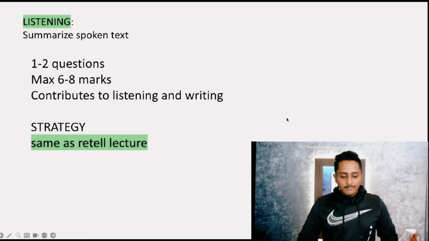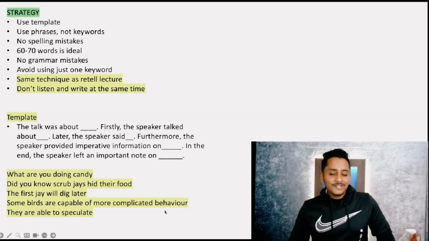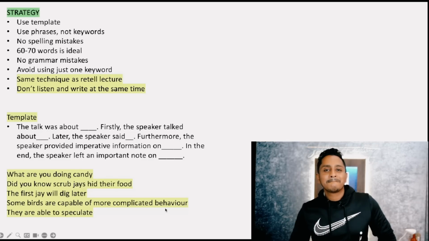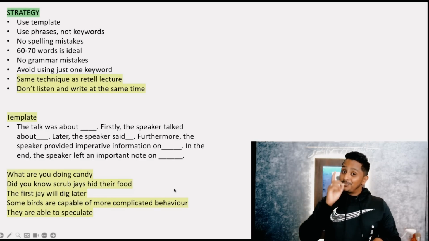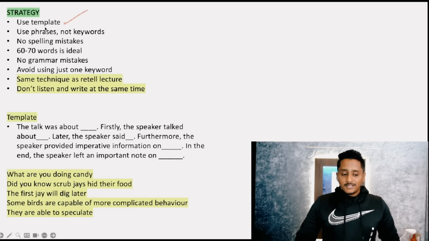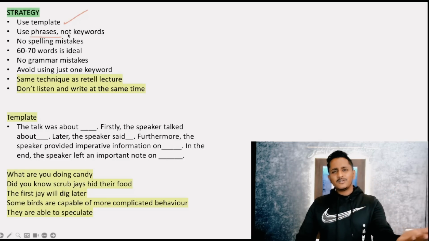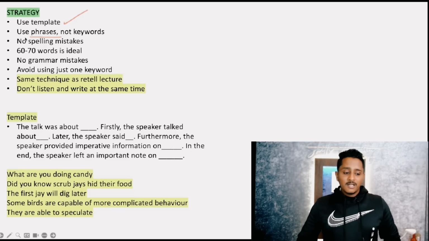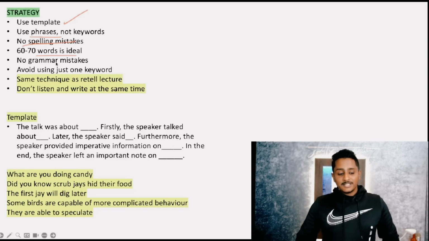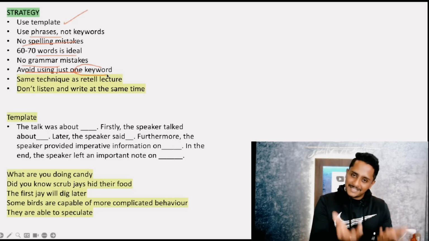That's the same technique, but here your strategy is a little different. In the written lecture, the grammar doesn't matter. You can speak anything, logically it doesn't have to make sense, but here grammar matters, spelling matters. Use the template, and I suggest writing phrases, because it contributes marks to listening. You can write keywords also, but if you are capable of writing phrases, write them, because your listening marks go up further. No spelling mistakes, 60 to 70 words is ideal, no grammar mistakes. Avoid using a single keyword if possible; in the worst case you can, otherwise try writing a phrase.